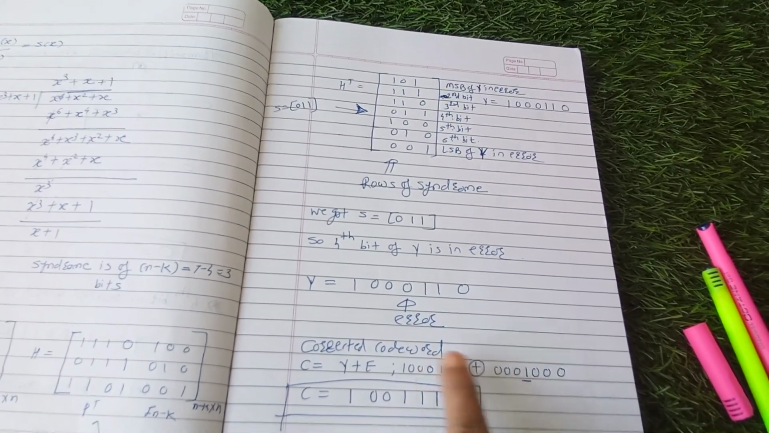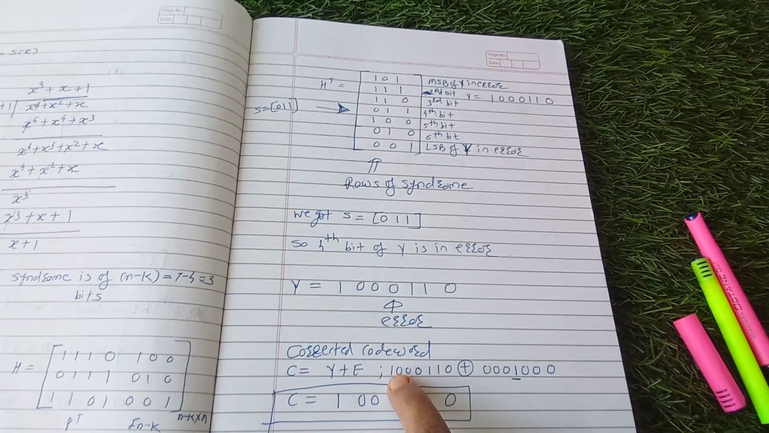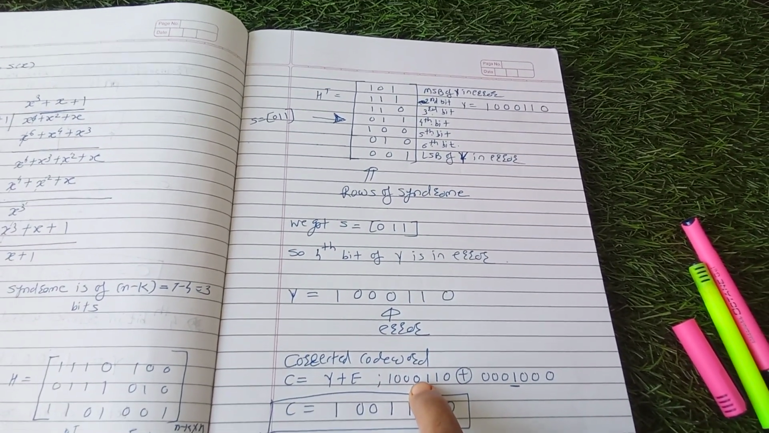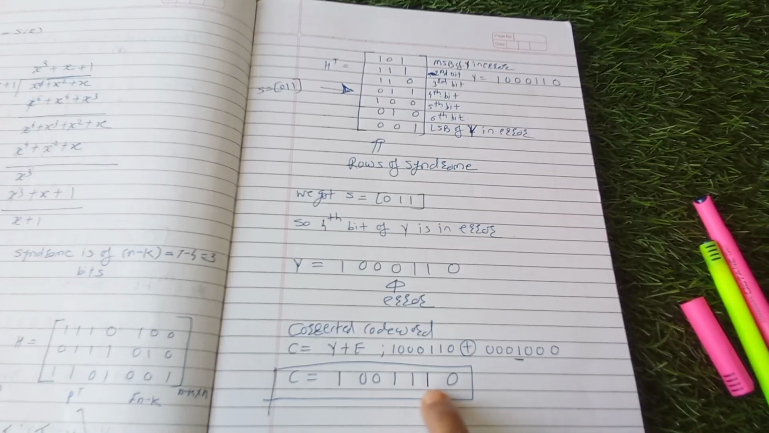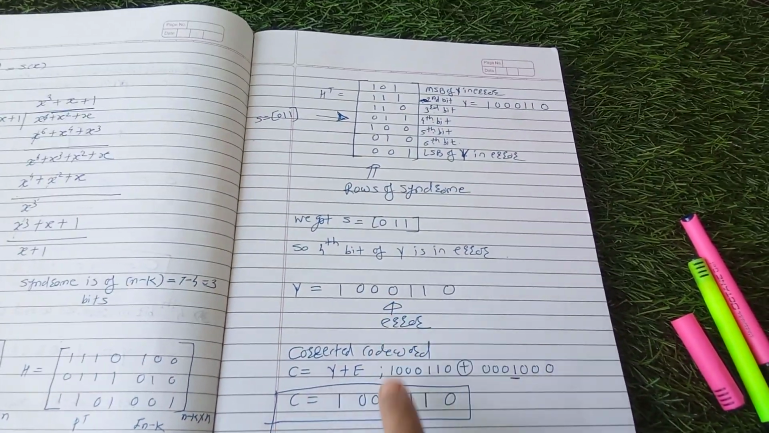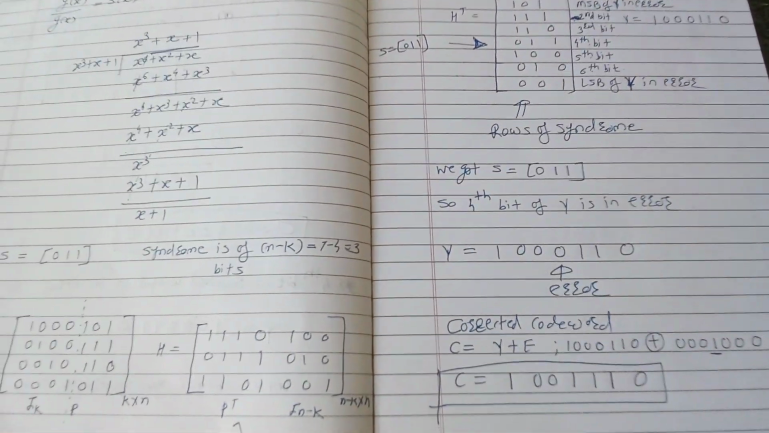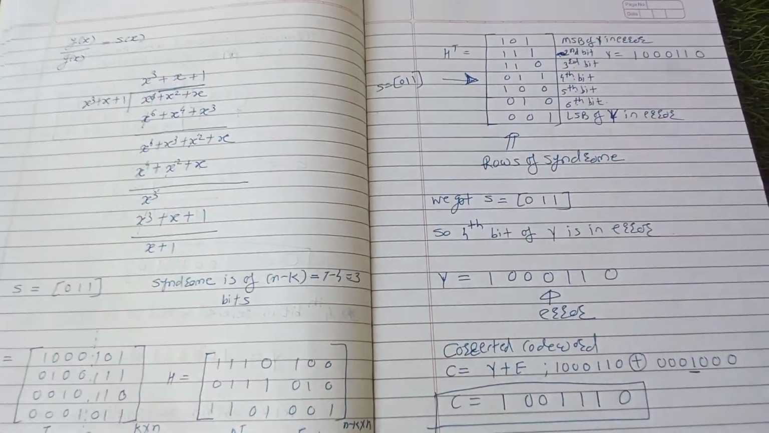Then the addition of Y and the error pattern. Others are 0, so no change. 1 plus 0 is 1. So you got the corrected code word, this one. So this is a very important topic in cyclic codes.